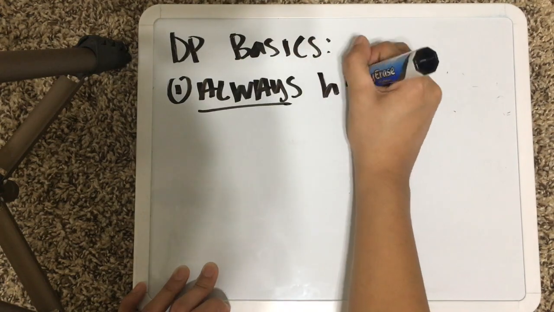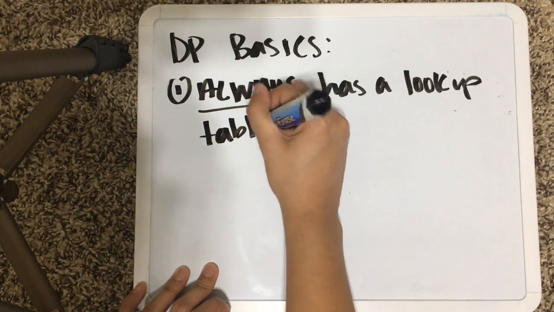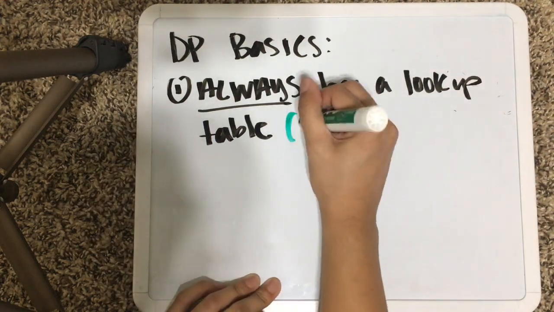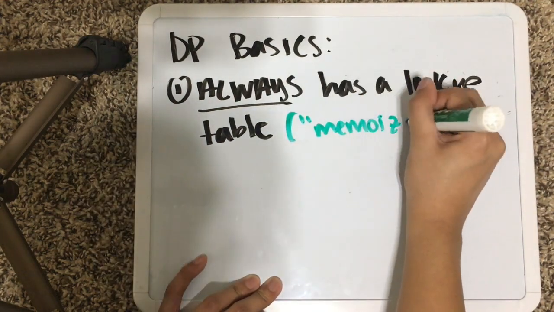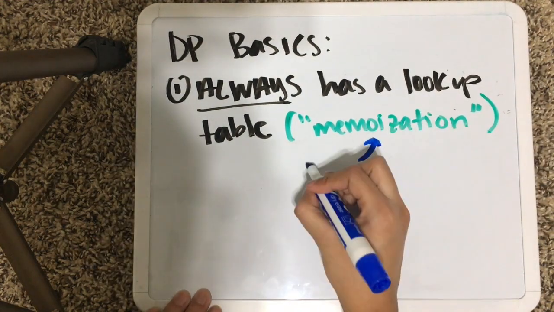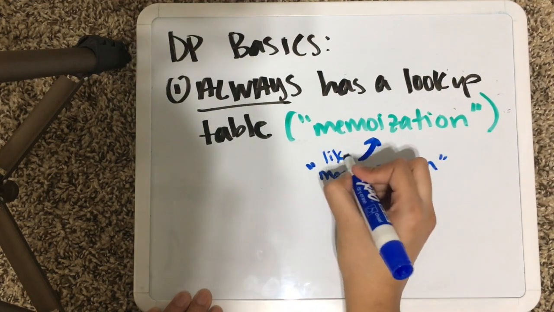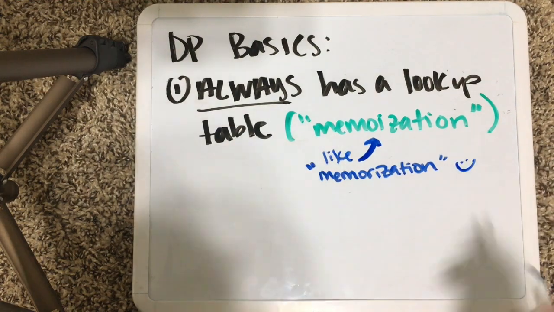First, you want to remember that dynamic programming always has a lookup table. This means an array, so you always store your solutions in an array. This is called memoization, or as I like to call it, memorization. Basically, the array is memorizing all of the past values. So as you find a value, you store it in the array.